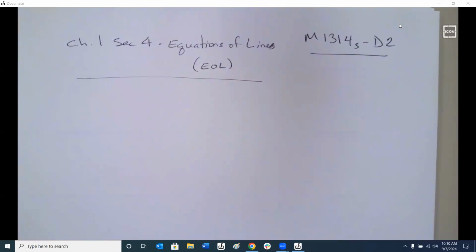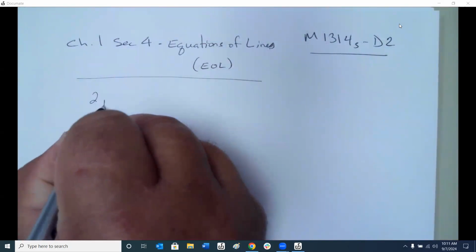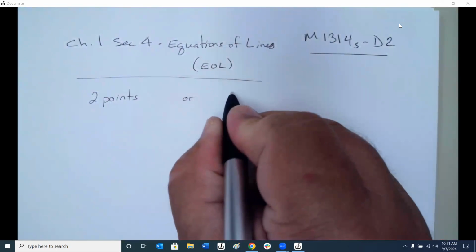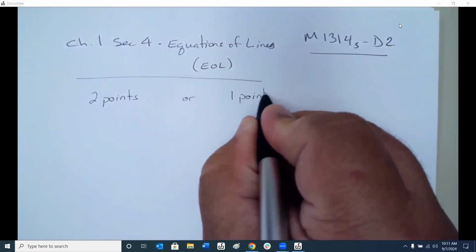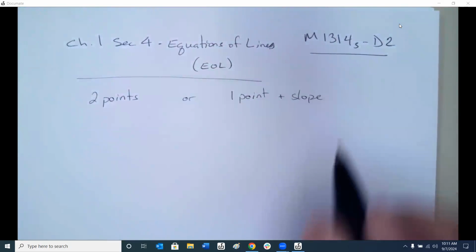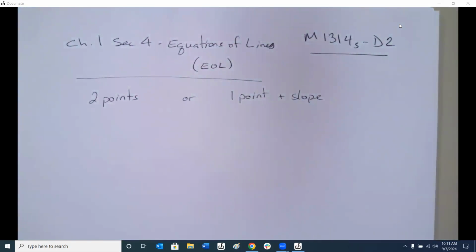All right. When we talk about equations of lines, we're looking at formulas based on either 2 points or 1 point and a slope. Why do we have to know those?